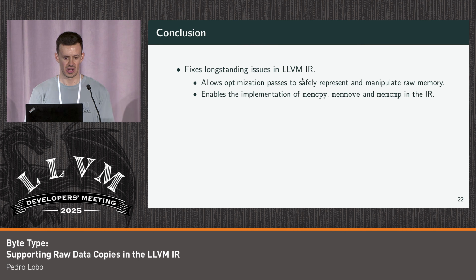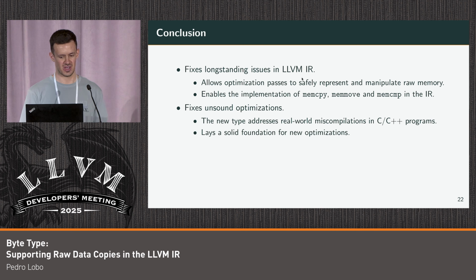In conclusion, the introduction of the new type fixes long-standing issues in the LLVM IR, which now can represent raw memory values without introducing implicit casts. Furthermore, the new type enables the native implementation of various intrinsics such as memcpy, memmove, and memcmp. We also use the new type to fix existing unsound optimizations. These optimizations caused miscompilations in real-world C and C++ programs, and adding this new type lays a solid foundation for existing optimization passes to manipulate raw memory values.